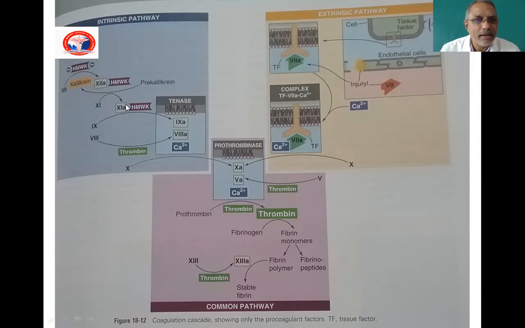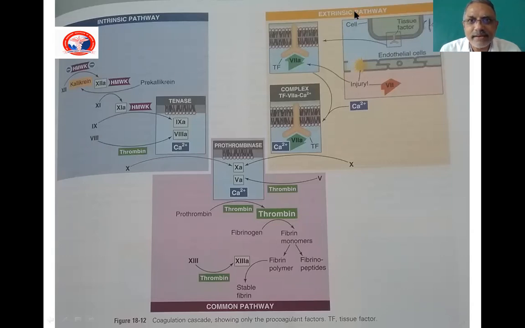Factor 11 is converted to 11A. 11A is attached to high molecular weight kininogen, and factor 9 is converted to 9A, and factor 8, the intrinsic factor 8, anti-hemophilic factor, anti-hemophilic globulin, is converted to factor 8A by thrombin under the influence of calcium. That is the intrinsic pathway inside the blood vessel.